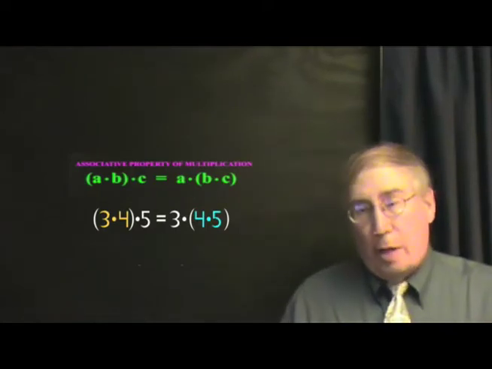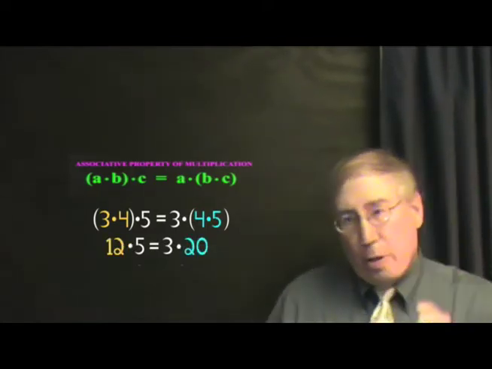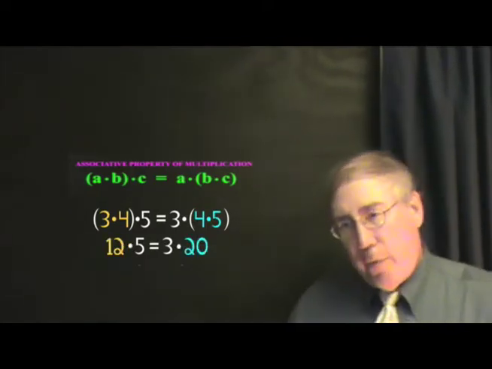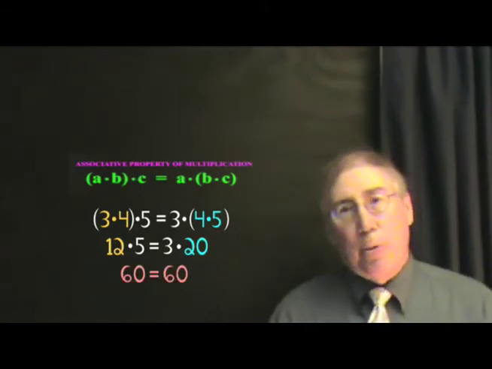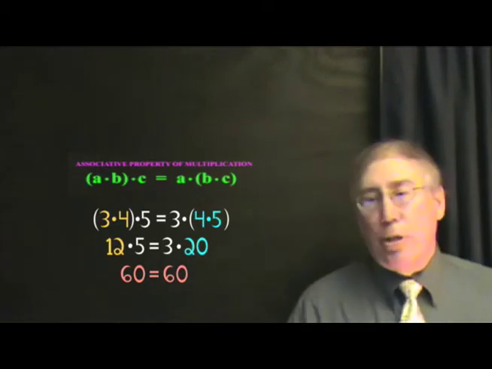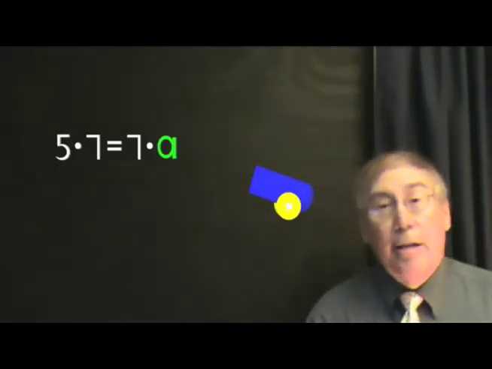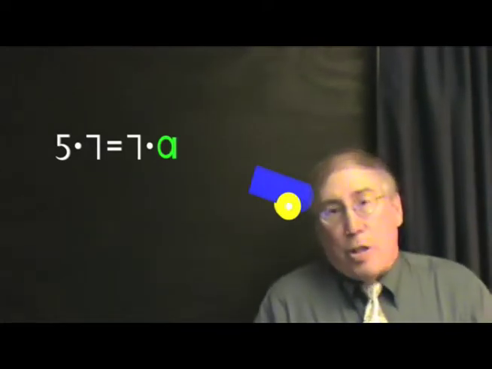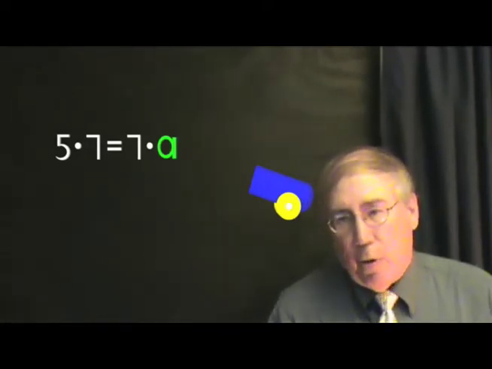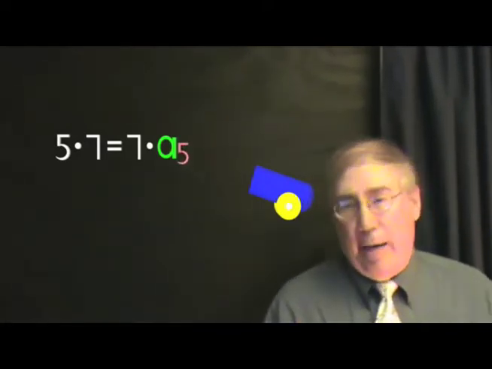3, 4, 5. On the left hand side we're grouping the 3 and the 4 together. On the right hand side the 4 and the 5 together. So we get 12 times 5 on the left hand side, 3 times 20 on the right hand side, and both sides are 60. Now in this case here, what can we put in for A so that both sides are equal? Of course, that's going to be 5.